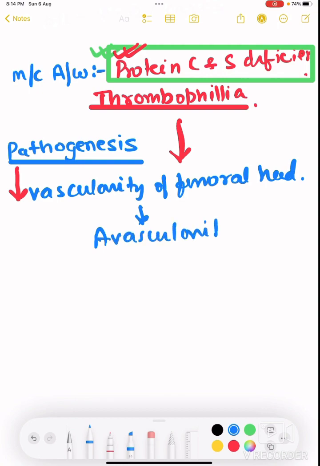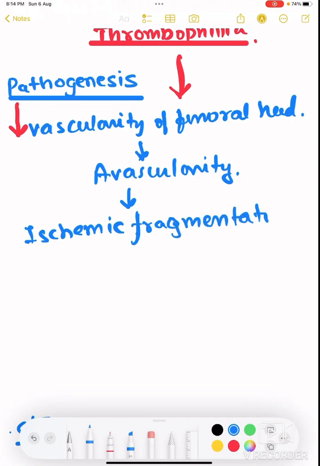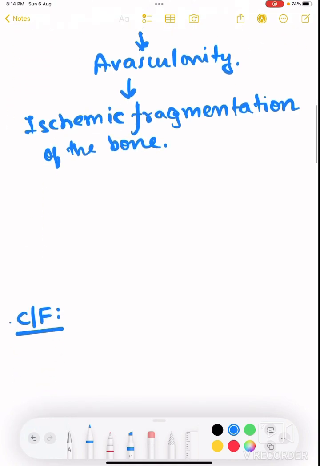Avascularity will occur. Now, because of avascularity, what will happen? The femoral head will break into fragments. This is called ischemic fragmentation of the bone, right?